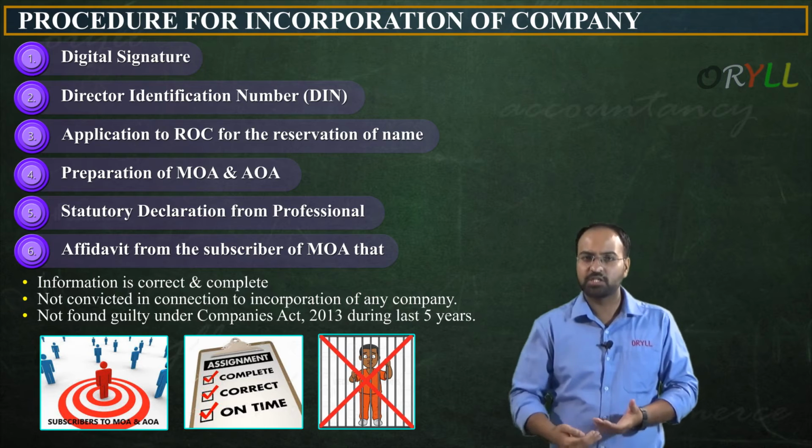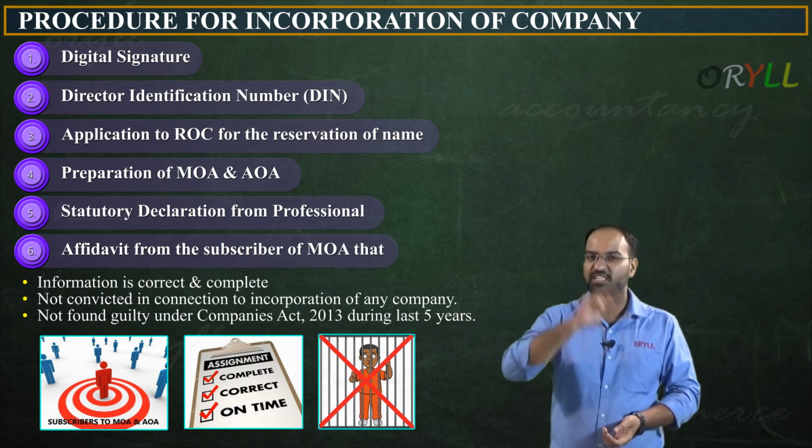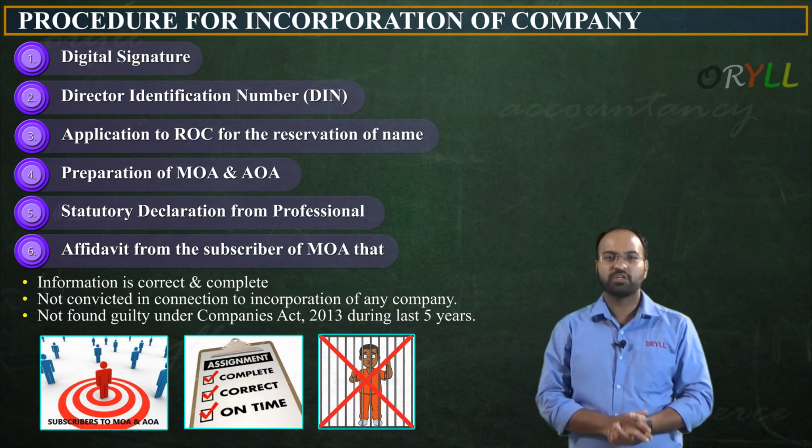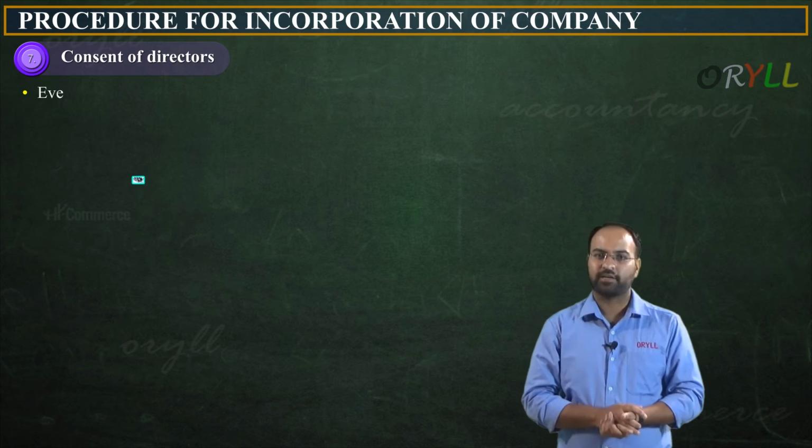So this declaration has to be written down on a bond paper. This also has to be filed with the ROC. So this was the sixth step. Now the seventh step is consent of directors.